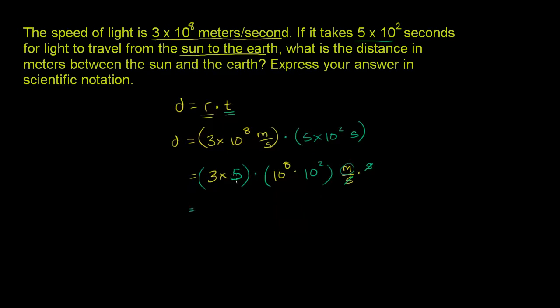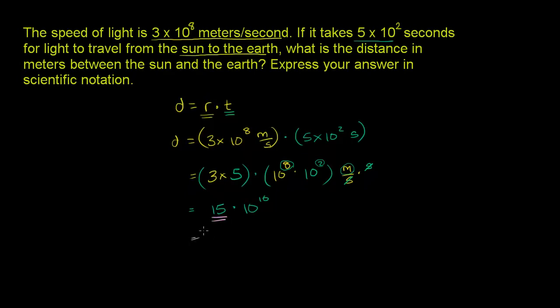So how does this simplify? 3 times 5 is 15, times 10 to the 8th times 10 squared. We have the same base and we're taking the product, so we can add the exponents. So this is going to be 10 to the 8 plus 2 power, or 10 to the 10th power. Now you might be tempted to say that we're done, that we have this in scientific notation. But remember, in scientific notation, this number has to be greater than or equal to 1 and less than 10. This clearly is not less than 10.